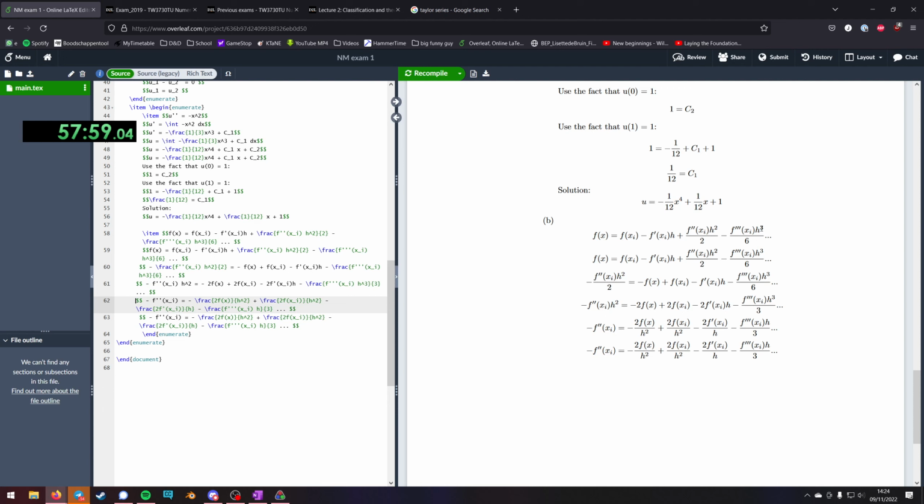Actually, so here we have h. So everything after here will be h squared. So we can say that this is order of h squared, plus O(h^4) here, and then we can go plus O(h^4) here.